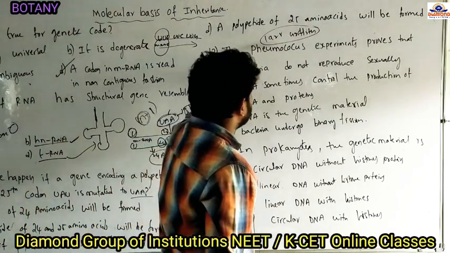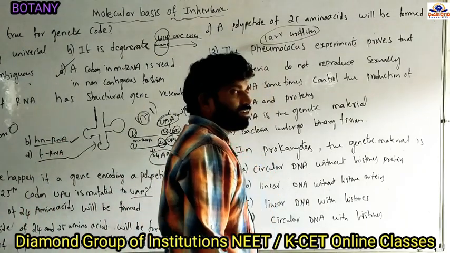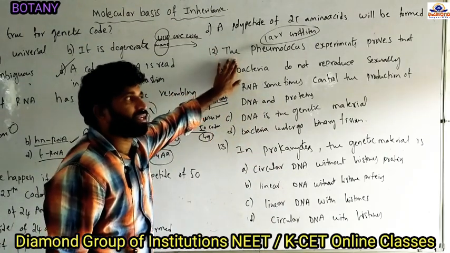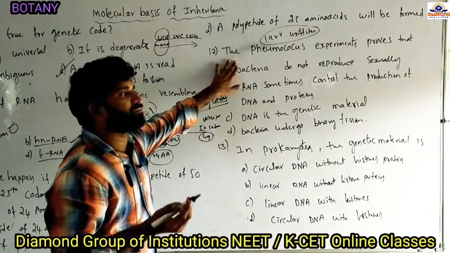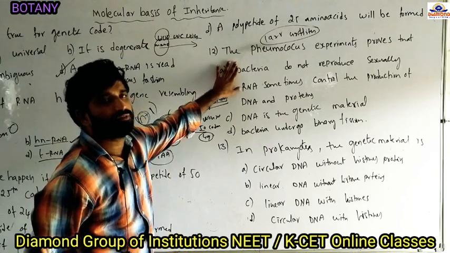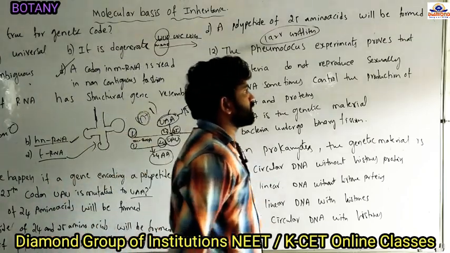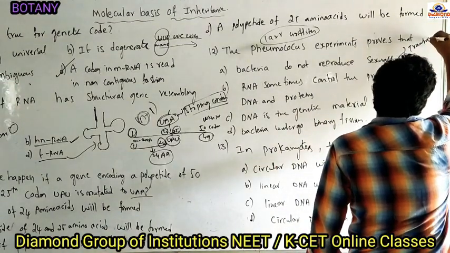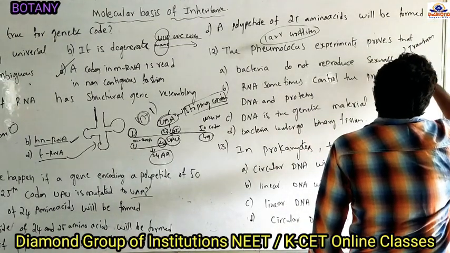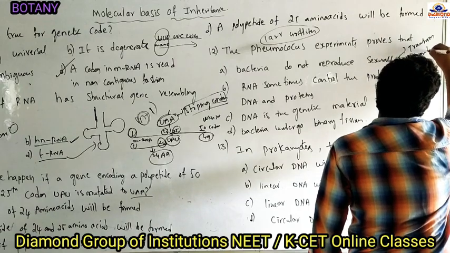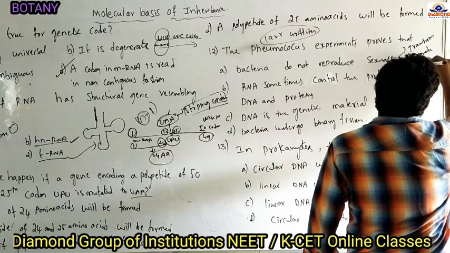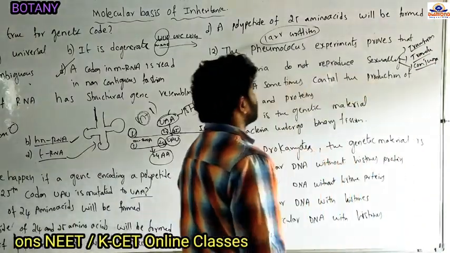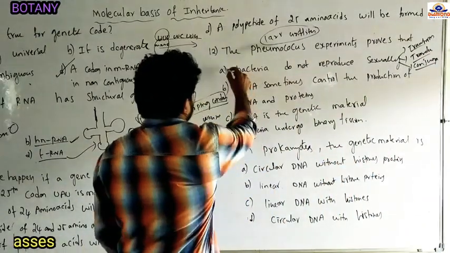Option A, bacteria do not reproduce sexually. Bacteria can perform both sexual and asexual reproduction. Asexual reproduction takes place by binary fission and multiple fission. Sexual reproduction of bacteria can occur by three types: transformation, transduction, and conjugation. So option A is the incorrect statement.